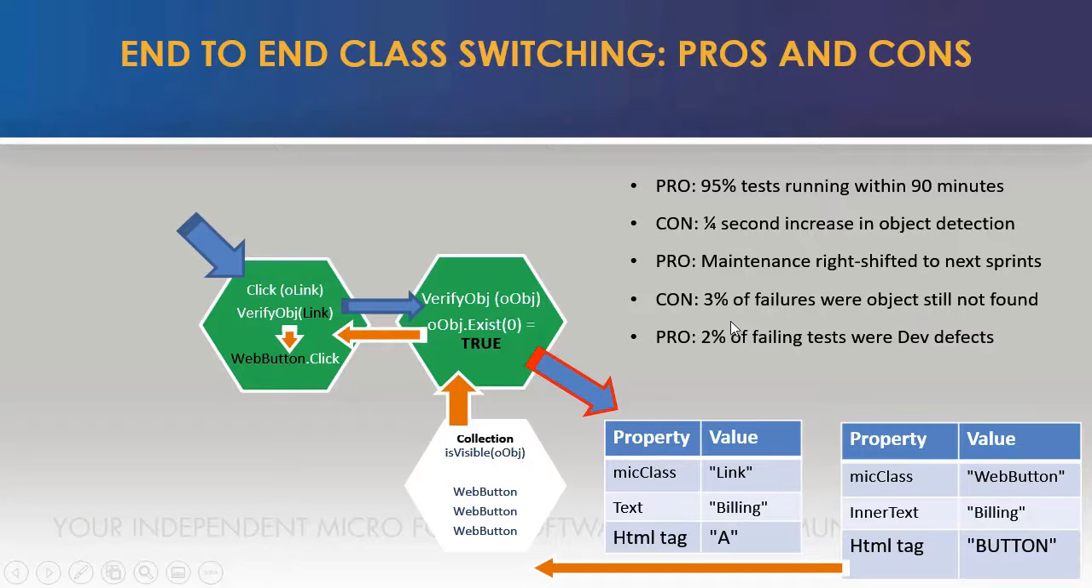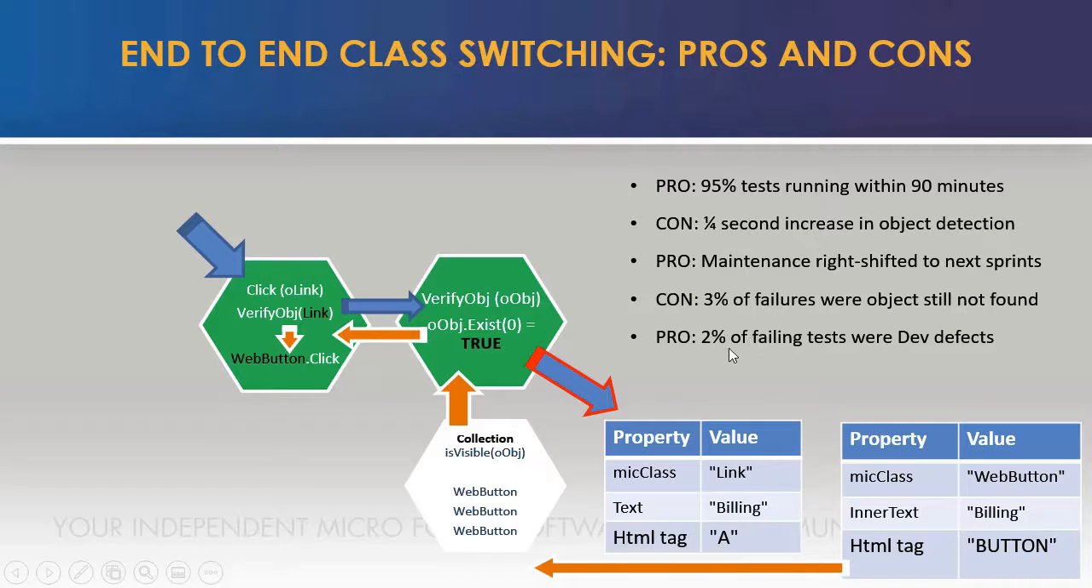Another con: 3% of our failures were still failures, where objects could not be found. We still had at least one object that could not be found. In fact, it was the same object in one test. It just had such a weird description that we had to replace it in the object repository and replace the code references. But that wasn't too bad because that was just one object versus 50. Hey, I'm okay with that, right?